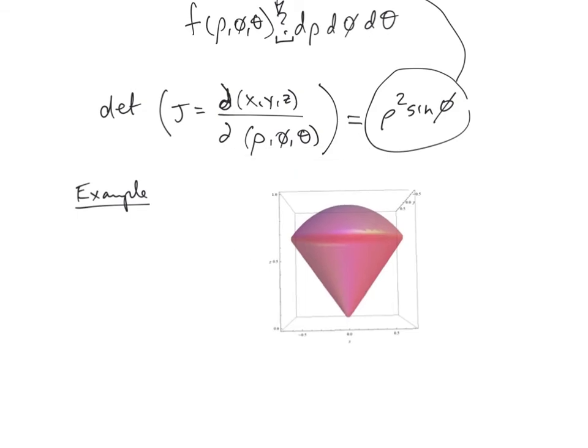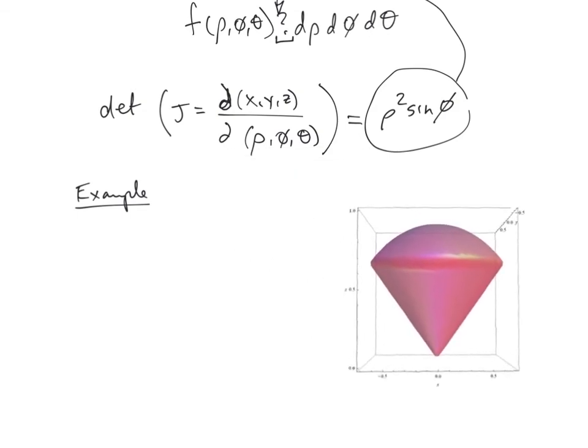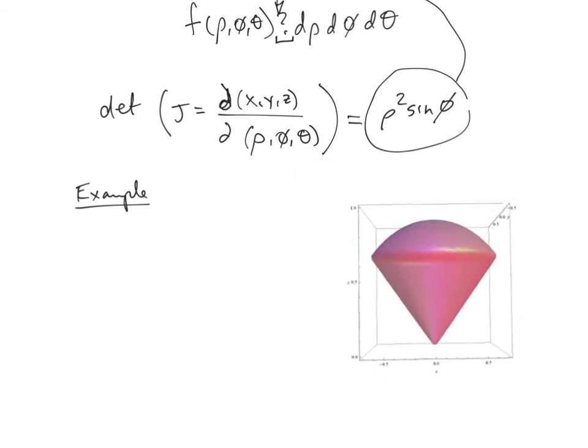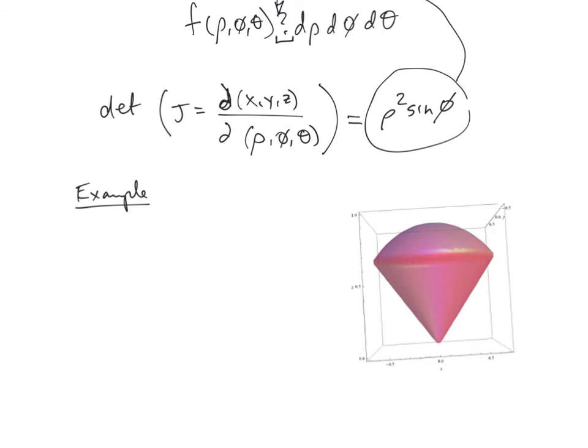We've got this ice cream cone here. Okay, so we've got a three-dimensional volume which is enclosed by a cone, and the top is enclosed by part of a sphere.